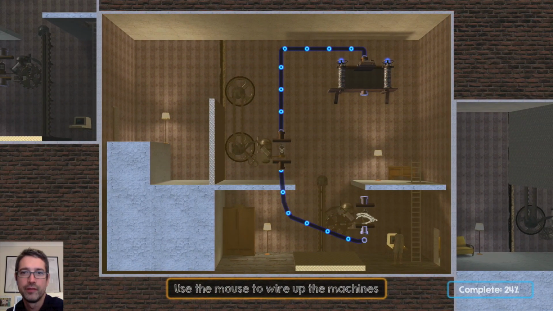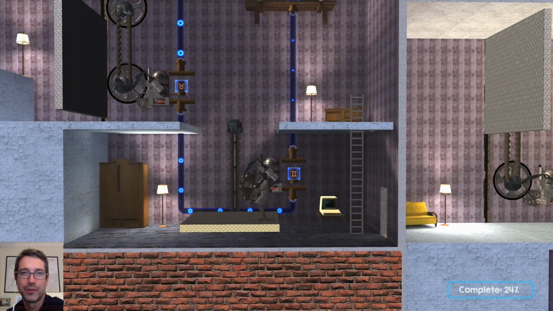Okay, and this is a very similar one. The layout makes it not quite so obvious.